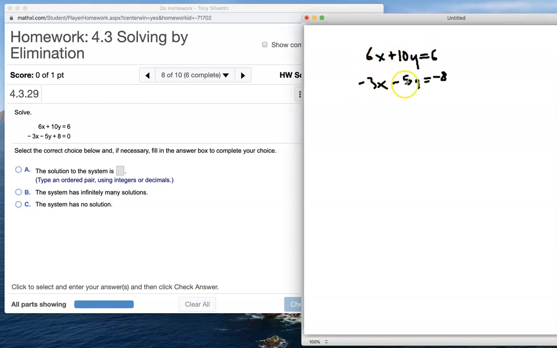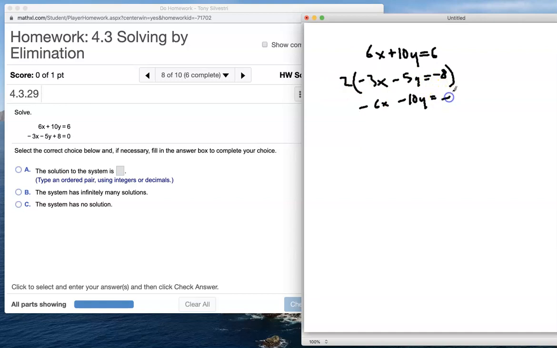I see a 10 and a negative 5. If that were a negative 10, that would be really good. And we can make it a negative 10 by multiplying the bottom by 2, in which case I get negative 6x minus 10y equals 2 times a negative 8 is negative 16. And now I'm going to add these two equations.